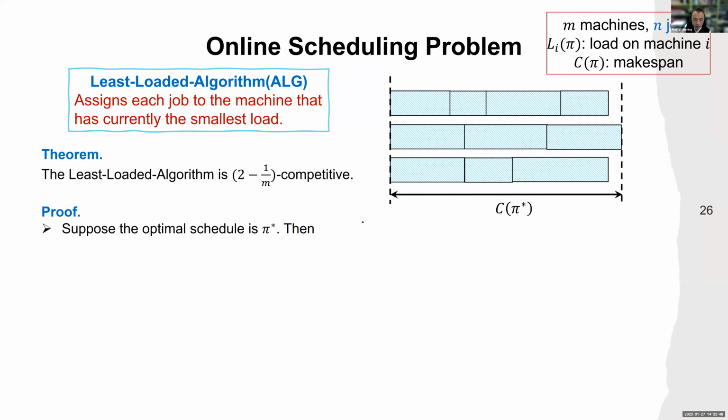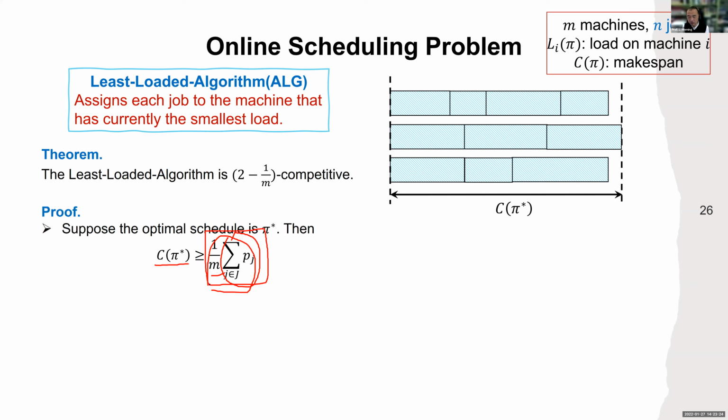We have two lower bounds for the makespan, or the largest load on any machine, in the optimal solution. One lower bound is this: it's at least the sum of all the processing times divided by m, which means you evenly distribute all the load to m machines. This value can never be larger than optimal, because you need to finish all the jobs, and the best you can do is to evenly distribute the load to m machines.